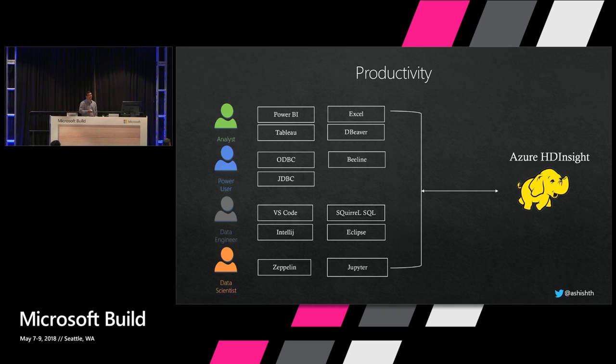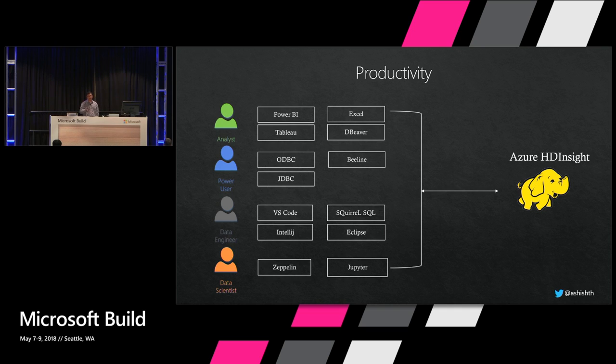Now, once you have this architecture, it's all about personas and how these personas interact with these systems. The way we think about it is, what would your BI analyst need, what would a power user need, what would data engineers need, what would data scientists need. For example, from an analyst perspective, we have invested pretty deeply into Power BI and Excel. We work with Tableau, for example, and DBeaver, and I'll do some demo.